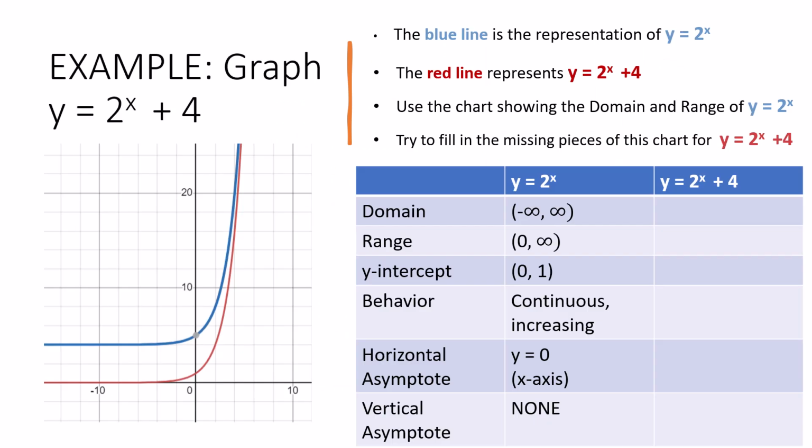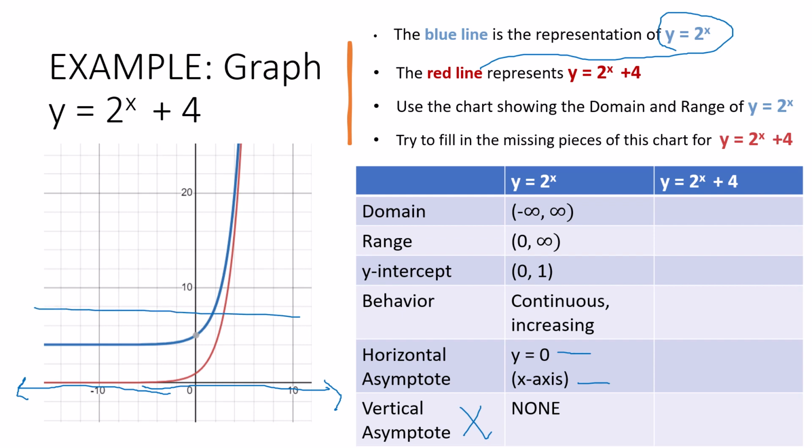So let's try to see if we can do this. I think I've got these backward. All right, the red line is y equals 2 to the x. Okay, so this is just a simple, what we looked at before, exponential function. So the asymptote is always going to be at y equals 0, or the x-axis. We don't have a vertical asymptote. X can be anything, and y is going to start at 0. It's not going to go down below the x-axis.